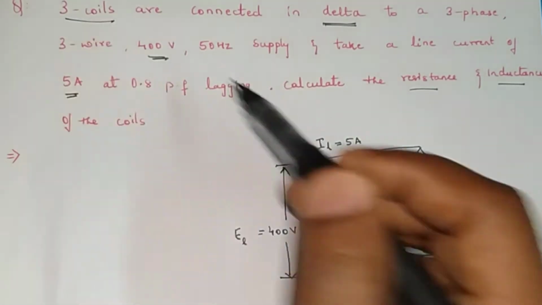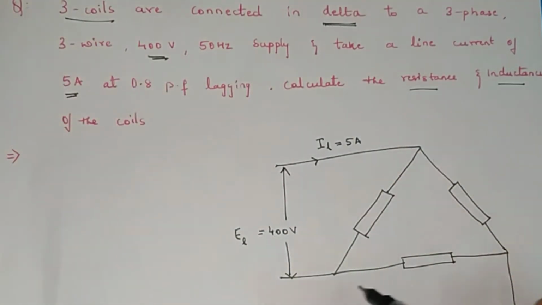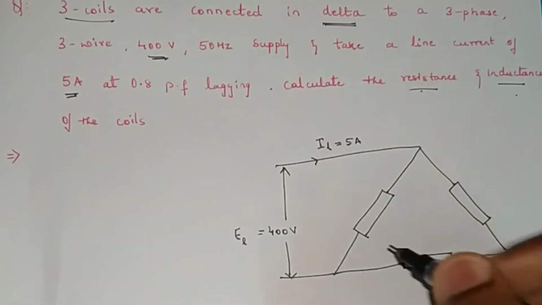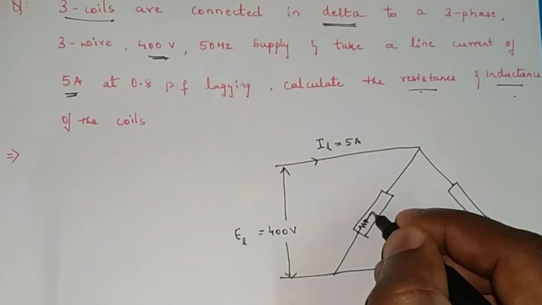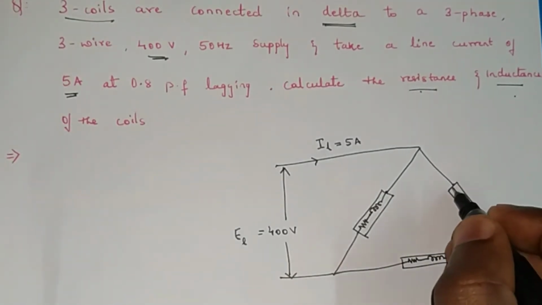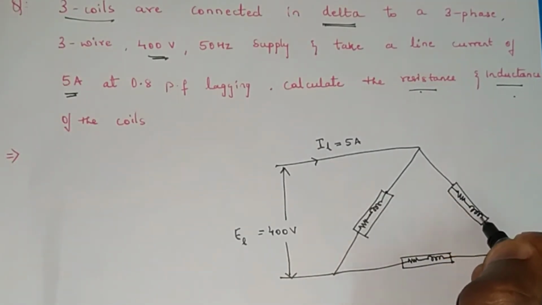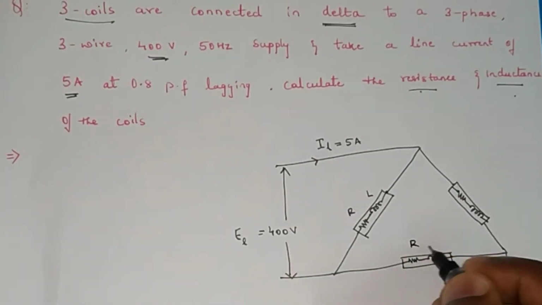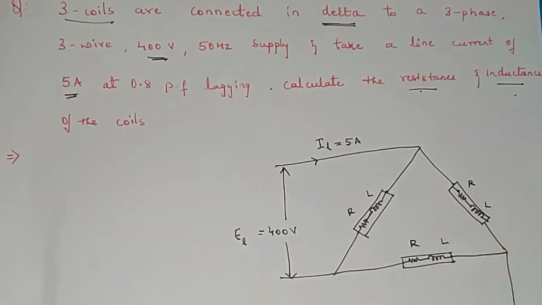So we are given three coils. We have drawn three coils connected in the form of a loop, which is nothing but delta. Now they are telling us to find the resistance and inductance. It means each coil has resistance and inductance inside it. That is the meaning of the question. So resistance and inductance throughout all the coils is what we have to find out.